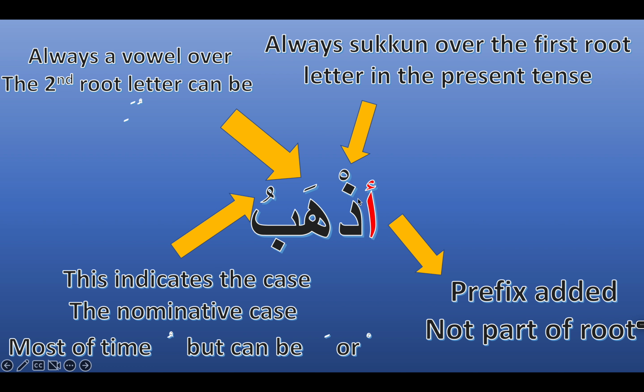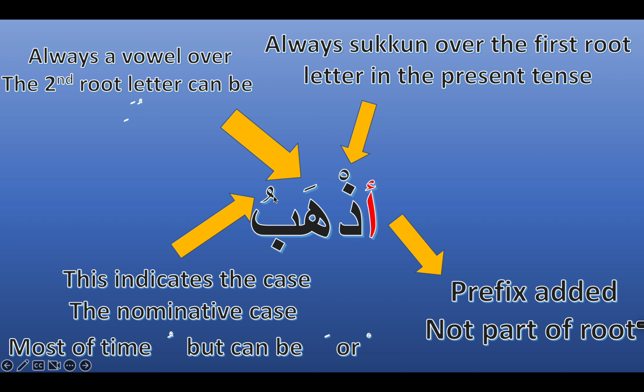Now, there is always a sukun over the first root letter in the present tense, okay? So it's always going to be adh or tadh. So there's no sound over the first root letter in the present tense. There is always a vowel over the second root letter. In this instance, for dhahaba, it's fatha, but it can be damma or even kasra, depending on the verb. So you just have to learn which vowel it's going to be. Most of the time it is a fatha, but sometimes it could be a different one. That's important when learning to conjugate the verb.